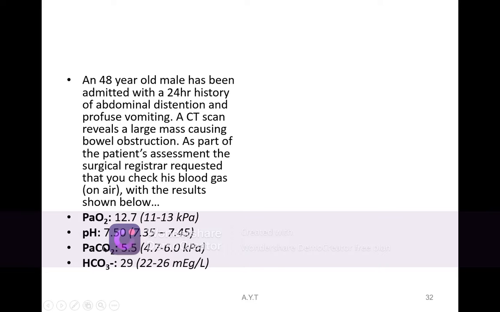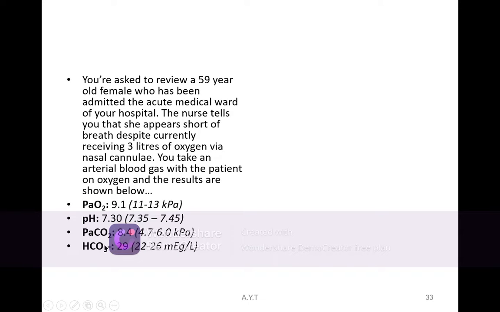So it is the metabolic type of alkalosis. It should be compensated by carbon dioxide. Carbon dioxide retention should occur, so that carbonic acid is formed. Another scenario is that PaO2 is 9.1 in this patient. 9.1 means that it is lowered to about 55 to 60% oxygen. Hypoxemia. pH is 7.30. It is acidemia.